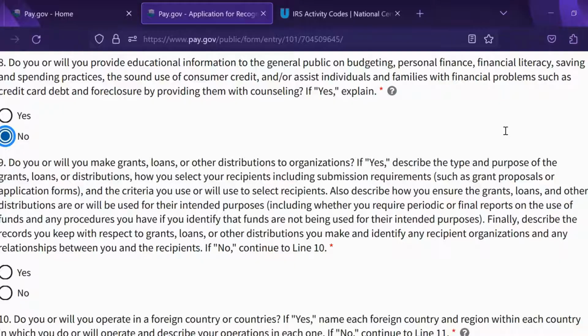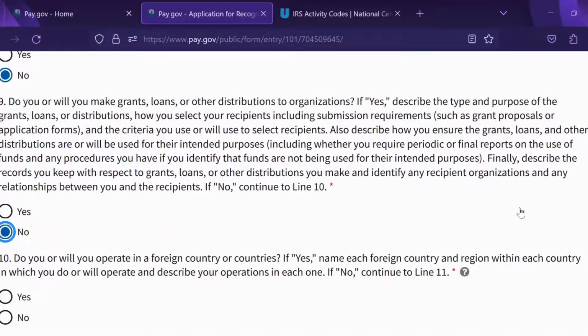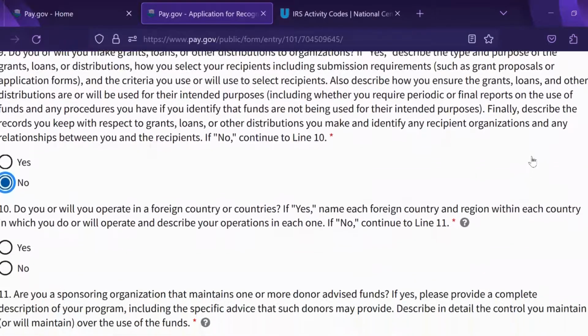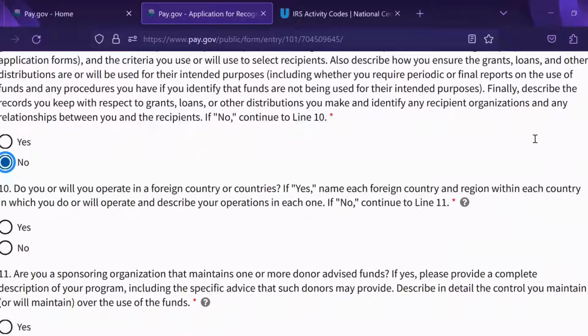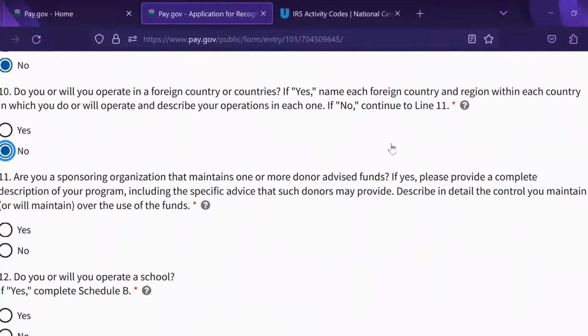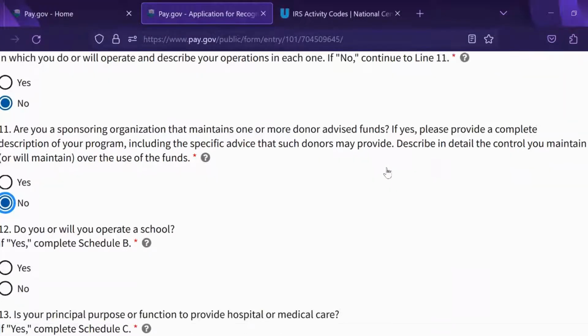Question 9, do you or will you make grants, loans, or distributions to other organizations? We are going to select no because Jane is not. We apply for grants, but we do not distribute grants to others. Question 10, do you or will you operate in a foreign country or countries? No, Jane is not. Question 11, are you a sponsoring organization that maintains one or more donor advised funds? We are going to select no.